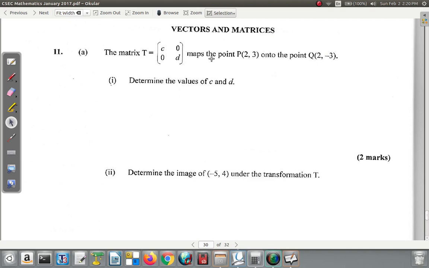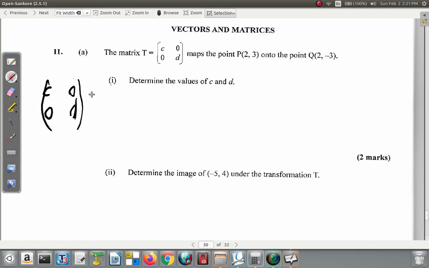Alright, so if you have this point and it goes through this transformation, it means you're going to multiply these two matrices. So you have C0, 0D multiplied by (2, 3). You can't put the (2, 3) in front because you wouldn't be able to multiply it, if you remember your matrix multiplication. It is equal to (2, -3).